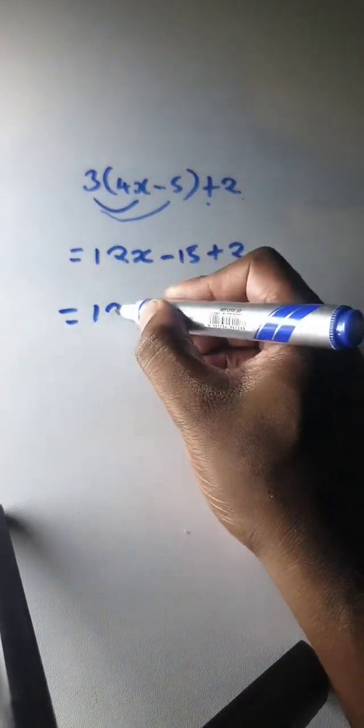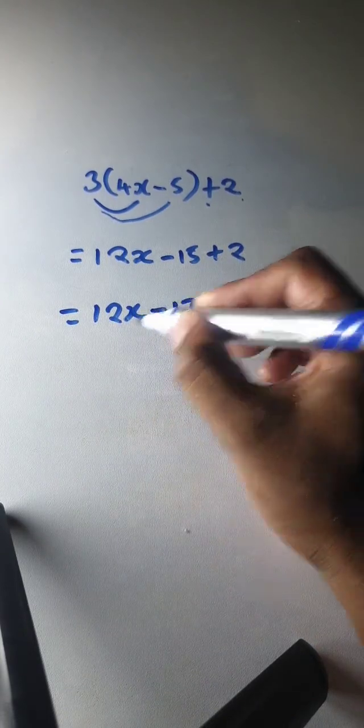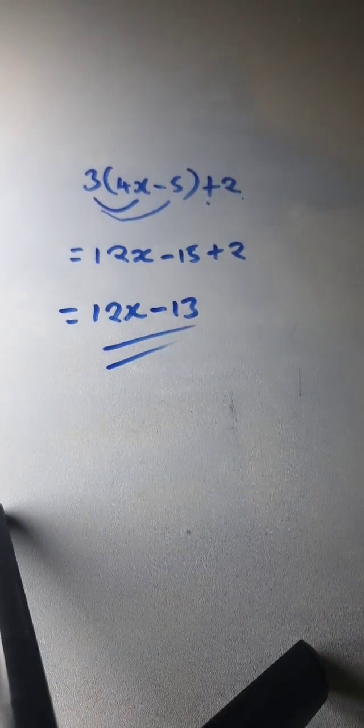Okay, then we say 12x. Negative 15 plus 2 is negative 13. That's it.